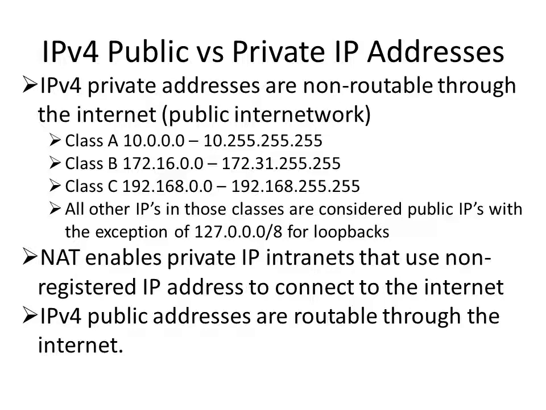So how is a private IP address able to route to the internet? Well, it uses something called NAT, which is Network Address Translation, and also Port Address Translation. What it does is it enables private IP intranets that use non-registered IP addresses to connect to the internet. And IPv4 public addresses are those that are routable through the internet. All right, let's go to the next slide.